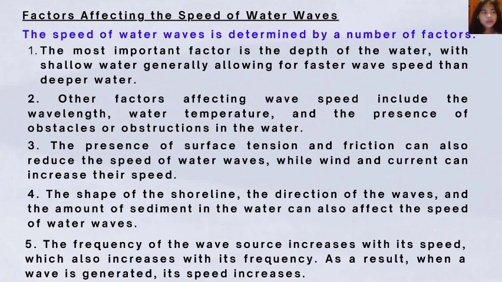Also, of course, if there is a greater external force like wind and current, that means the speed of the wave will also be greater. The next factors are the shape of the shoreline, the direction of the waves, and the amount of sediments in the water, which can also affect the speed of water waves. The last one is that the frequency of the wave source increases with its speed, which also increases with its frequency. As a result, when a wave is generated, its speed increases.